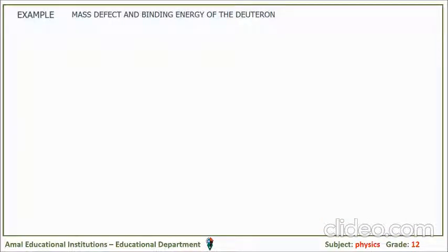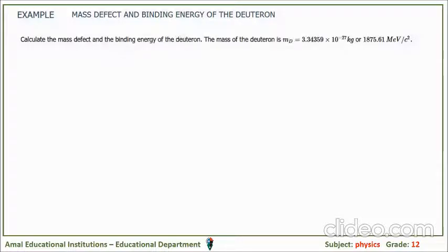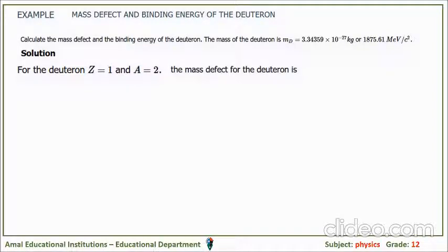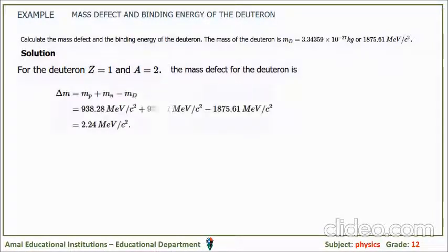As an example, let's calculate the mass defect and the binding energy of deuterium, knowing that the mass of deuterium is as such, and we can turn it into mega electron volt per c squared. For deuterium, Z equals 1 and A equals 2. The mass defect for deuterium, delta M, is the mass of the proton plus the mass of the neutron minus M, the mass of the deuterium.